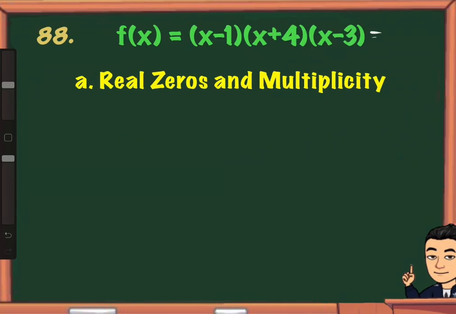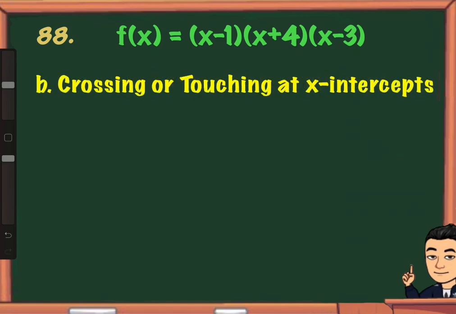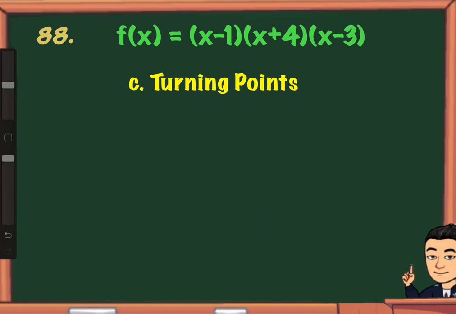So zeros: all you need to do is set it equal to 0. So you're going to get x equals positive 1, x equals negative 4, x equals positive 3. Everything is going to be multiplicity of 1. Crossing or touching: all of them are multiplicity of 1, which means that it's going to be crossing. Turning points: we've got x times x times x, so it's going to be x to the 3rd power. Turning points is going to be 3 minus 1, which is 2.